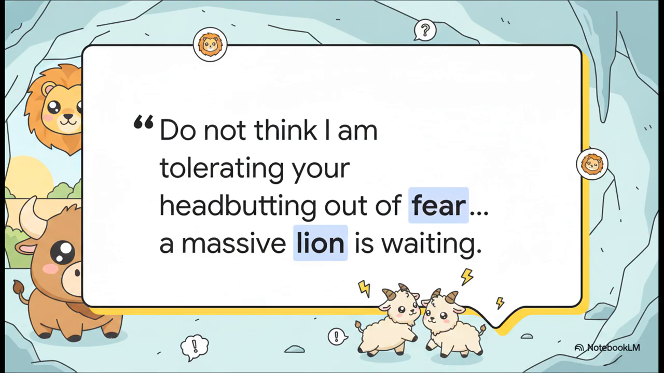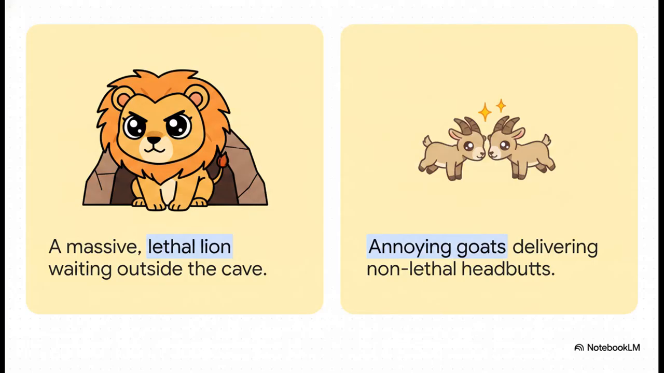With this single statement, the bull reveals his internal logic. He isn't acting out of weakness or submission to the goats. No, he is actively prioritizing his survival. His tolerance is a highly calculated strategic decision. And this brilliantly illustrates the core dynamic at play.